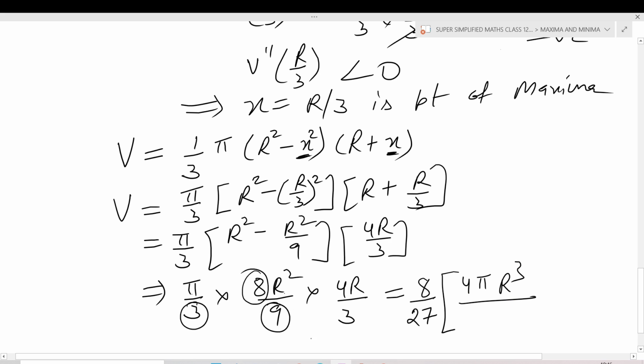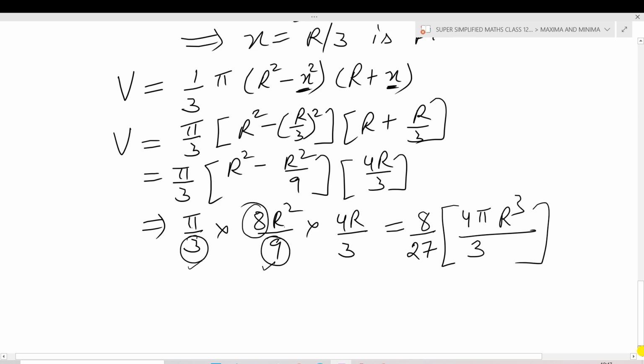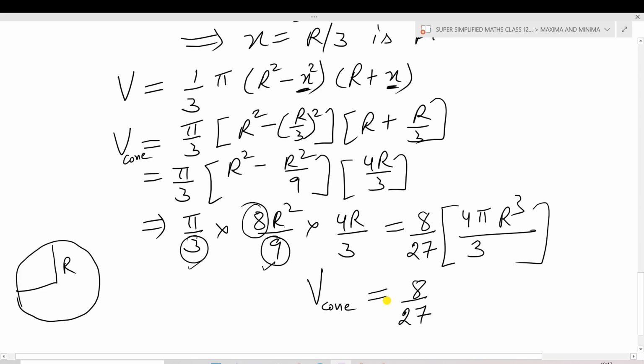Now students, remember in the beginning we considered a sphere and the radius of this sphere was capital R. So if you remember, the volume of the sphere is 4 by 3 pi r cube. So what we are getting? We are getting that this is the volume of the cone. We are getting that the volume of the cone is 8 by 27 into volume of the sphere. This bracket is giving you the volume of the sphere. So now you have proved, and this is happening at the value of x to be r by 3.